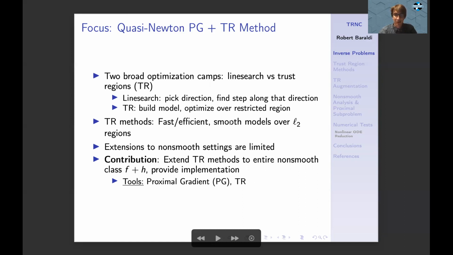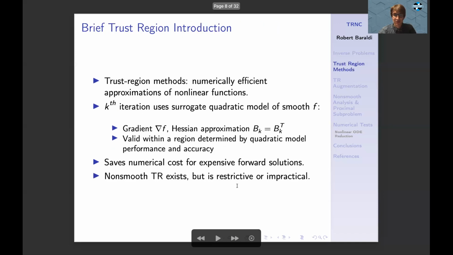These are usually smooth trust regions, and the extensions into non-smooth settings are often limited. So the contribution that we came up with is we extend these trust region methods to the entire non-smooth class of problems F plus H, and provide an implementation in Julia. The tools we're going to use are proximal gradient descent and trust region methods.